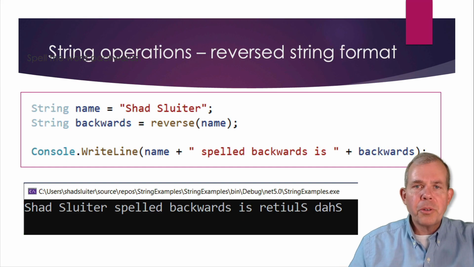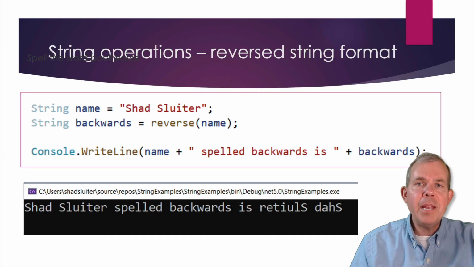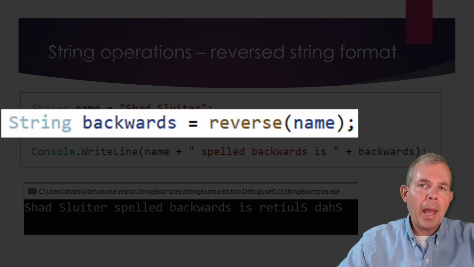So here's the goal that we're trying to accomplish in this video. We're trying to do a string operation where we reverse a string. A string is like your name. In this example, you can see that my name is a variable called name, and I'm going to change it into another string called backwards.